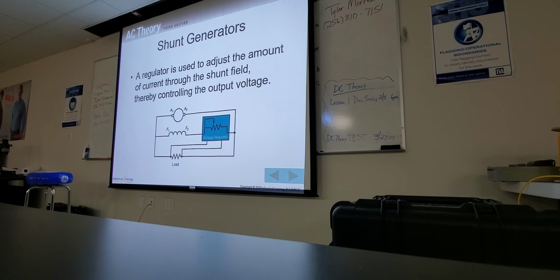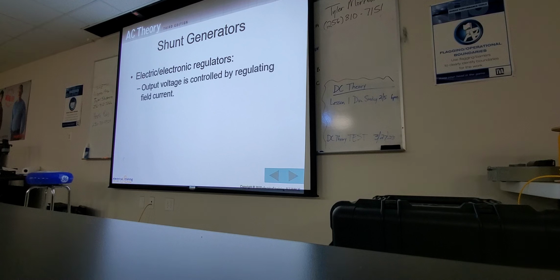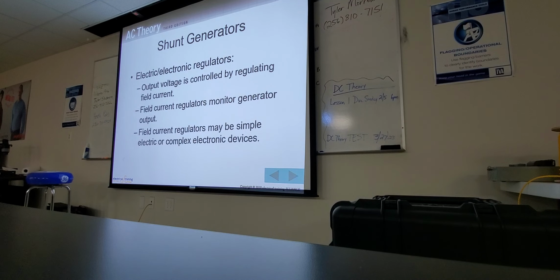Regulators are used to adjust the amount of current through the shunt field, thereby controlling the output voltage. Field current regulators can be a simple electric or a complex electronic device.